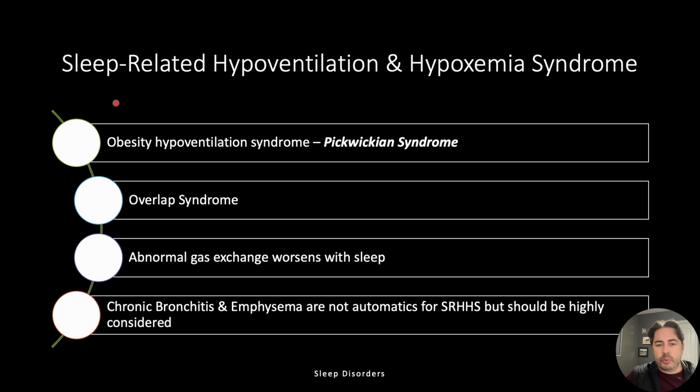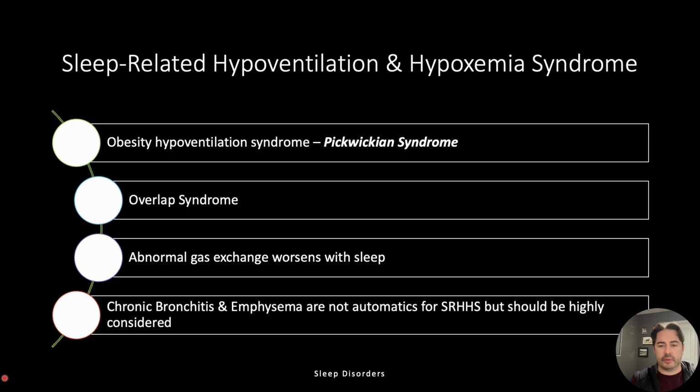Then we have what's called sleep-related hypoventilation and hypoxemia syndrome, or SRHHS for short. And what we're talking about here is obesity hypoventilation syndrome, or Pickwickian syndrome. So basically these patients have so much adipose and so much weight on top of their chest that it creates a restriction and an opposition to flow, because the body is having to move so much just to get any airflow. It creates this obesity hypoventilation syndrome, or what we call Pickwickian syndrome.